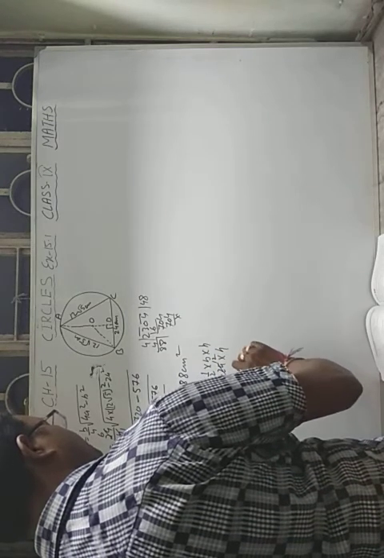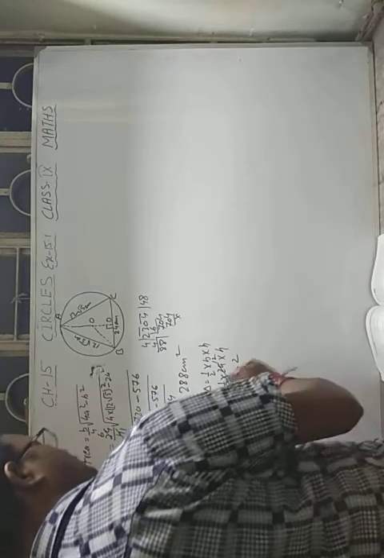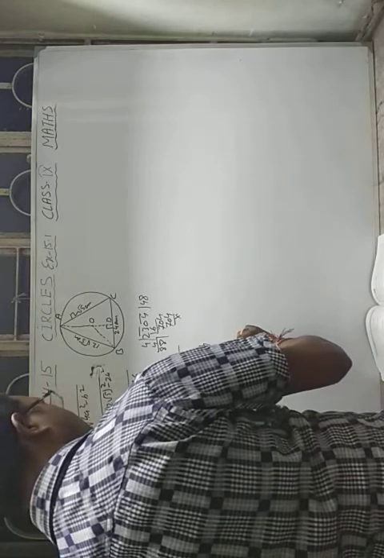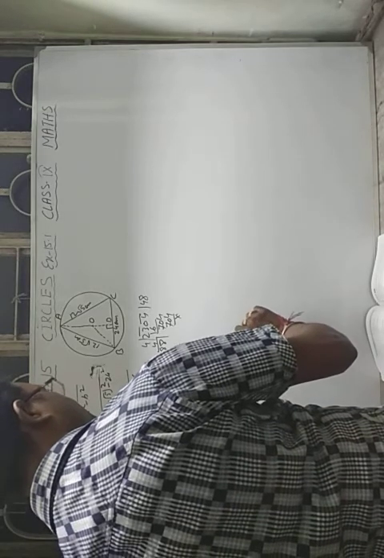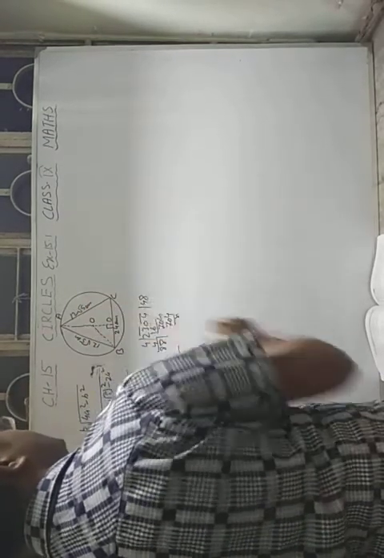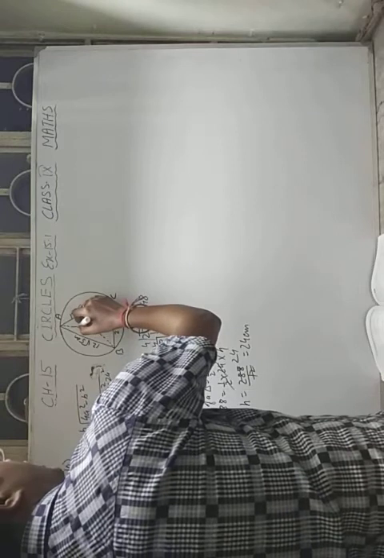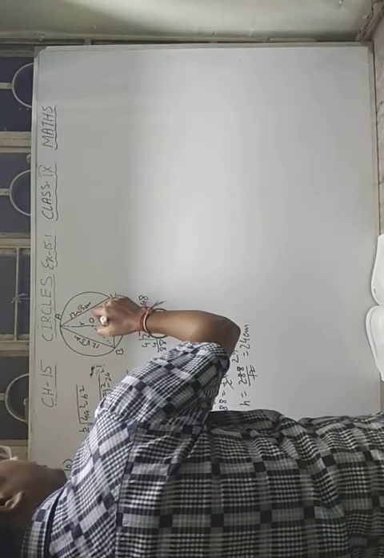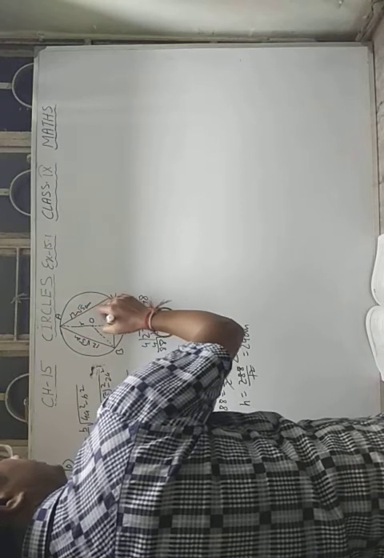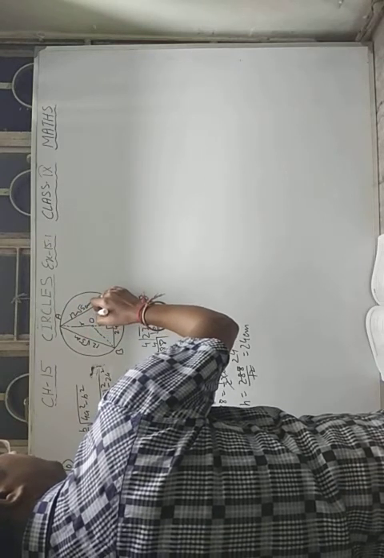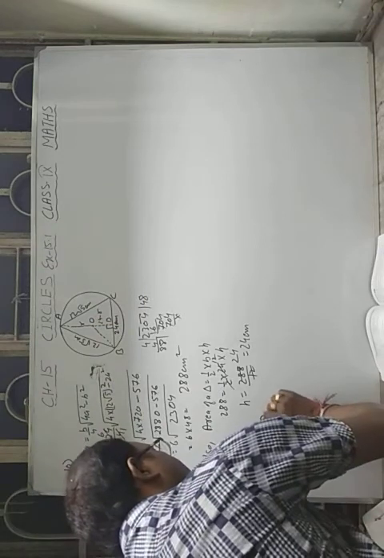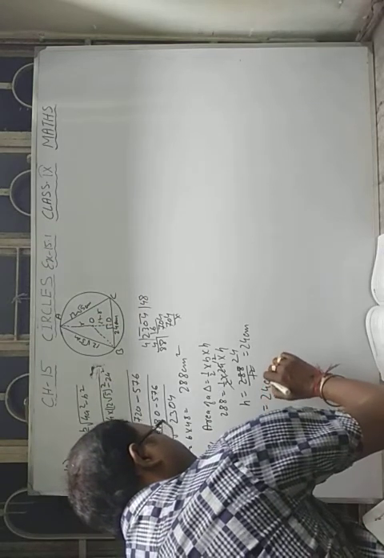So 12 2s are 24. Remainder is 4, 48. So 12 4s are 48. So height is equal to 24 centimeters. Height is also 24. Now you take radius as R, and if this total length is 24, then what is OD? OD is equal to 24 minus R.